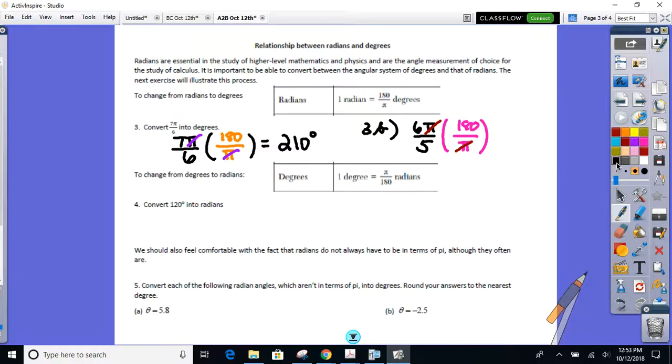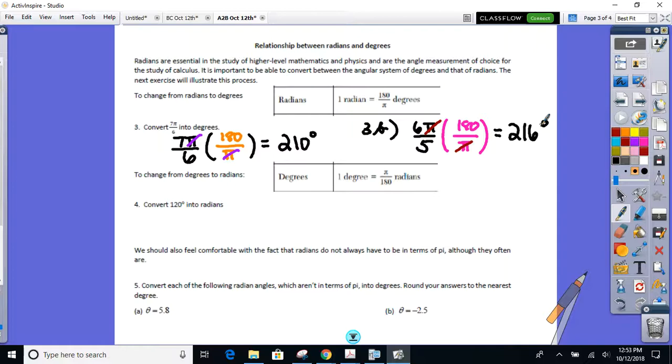6 times 180 divided by 5. Is that a decimal? Because I just made this up. No, nice. It's going to be 216 degrees. Now, is there always going to be a pi to cancel out? And the answer is no.